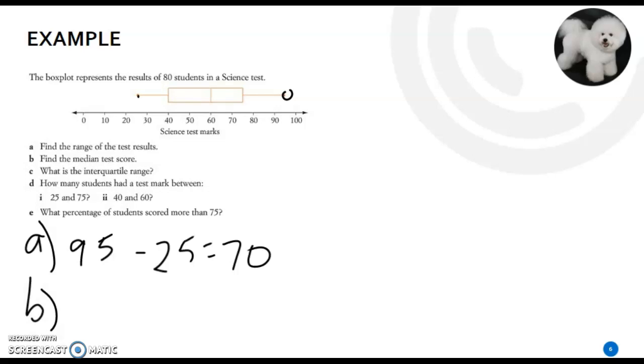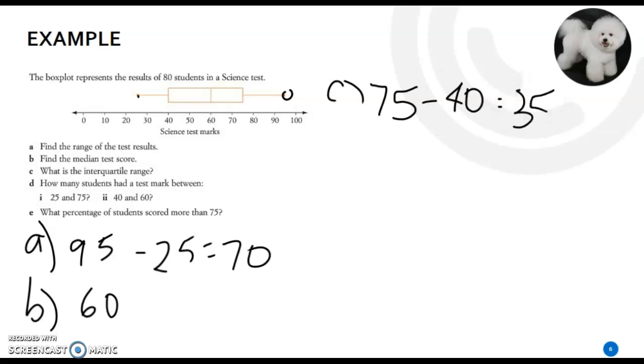Find the median. Now the median is that bar in the middle of the box there, and it's lined up with the number 60. Interquartile range is the top of the box, which is 75, take away the lowest box, which is 40, and that gives us an interquartile range of 35.